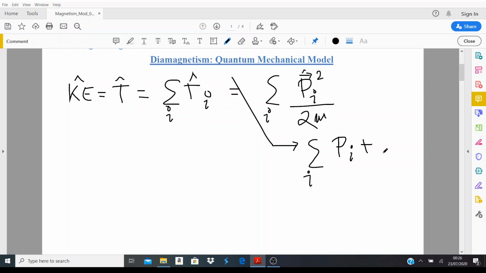Pi plus the charge of the electron times the magnetic vector potential. So these are all vector operators squared, right? And then we have a twice m factor outside. That's the total kinetic energy operator of an atom having a number of electrons. Let's say that number is Z. So you need to sum all the kinetic energy components of the individual electrons.